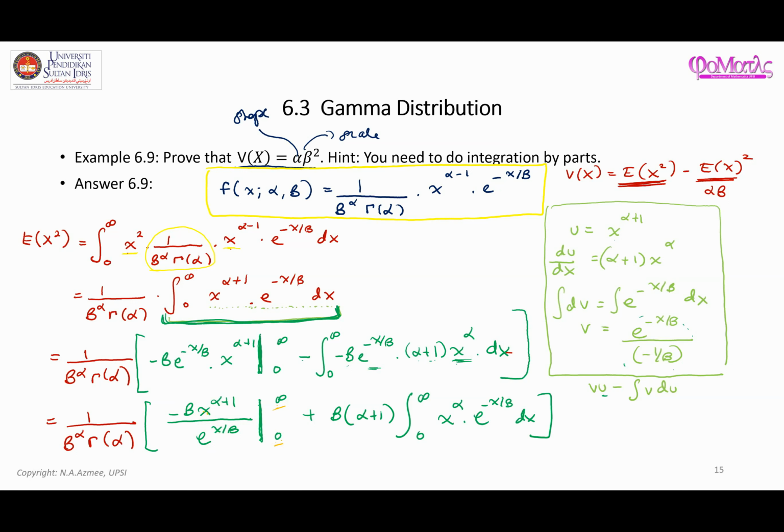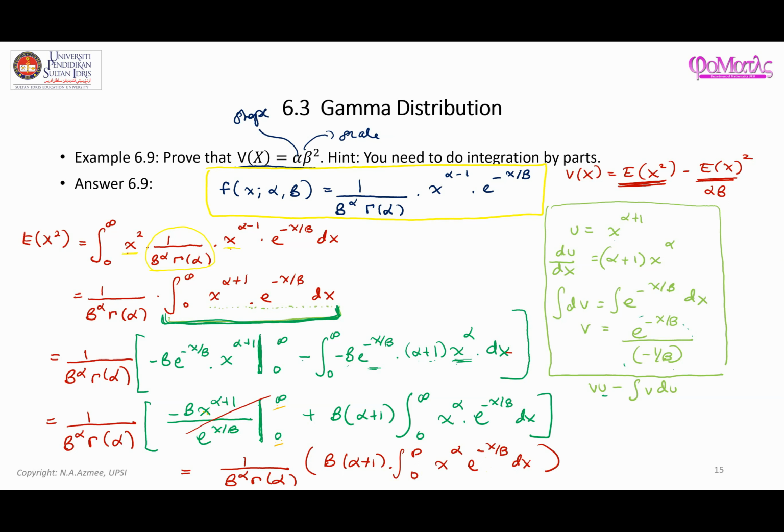Next, I can write down the final result for that. So now I'm just going to write down the whole thing, to simplify the whole look. So we have 1 over beta^alpha gamma(alpha), and that will be multiplied with this part here, which becomes 0. So what we are left with is beta^(alpha+1), and then it's going to be multiplied with the integral from 0 to infinity of x^alpha e^(-x/beta) dx. Okay, so that is what we have so far.